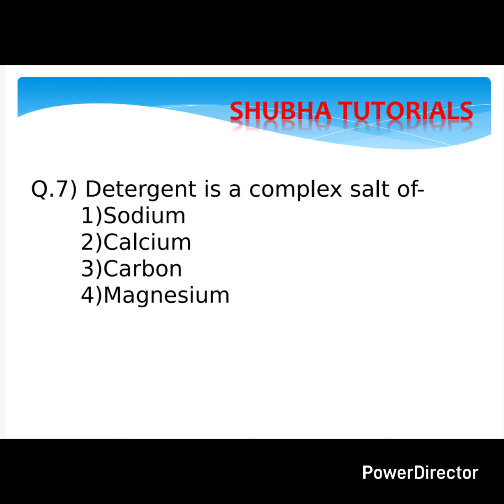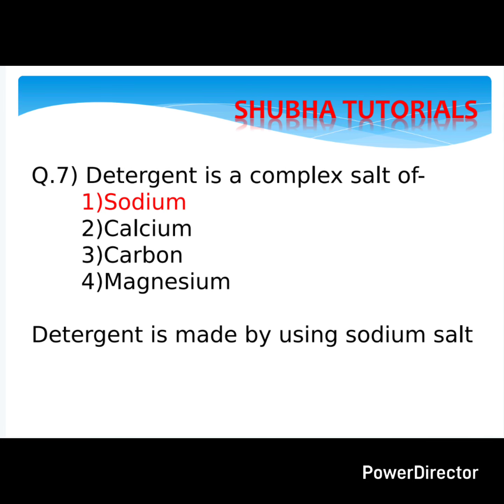Seventh question. Detergent is a complex salt of. The options are sodium, second option calcium, third option carbon, fourth option magnesium. Yes, here the answer is sodium. Detergent is made by using the sodium salt. Now let's move on to the next question.